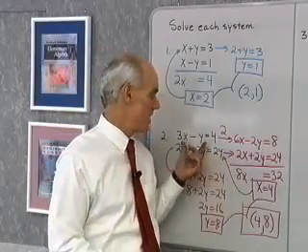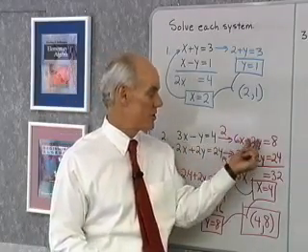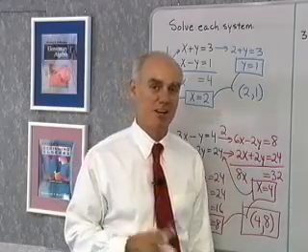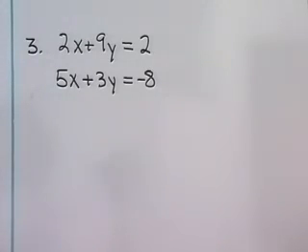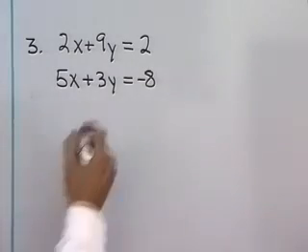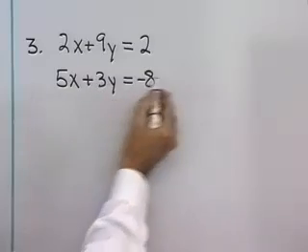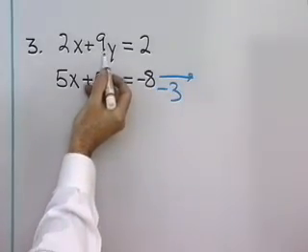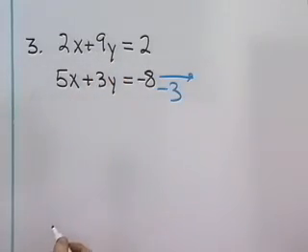So sometimes I have to use that multiplication property of equality first to get the coefficients of one of the variables to be opposites of each other. Let's try another one. 2x plus 9y is equal to 2, and 5x plus 3y is equal to negative 8. Let's see, if I multiply this equation right here by negative 3, I'll have negative 9y here. I can add that to that 9y and I'll have 0.